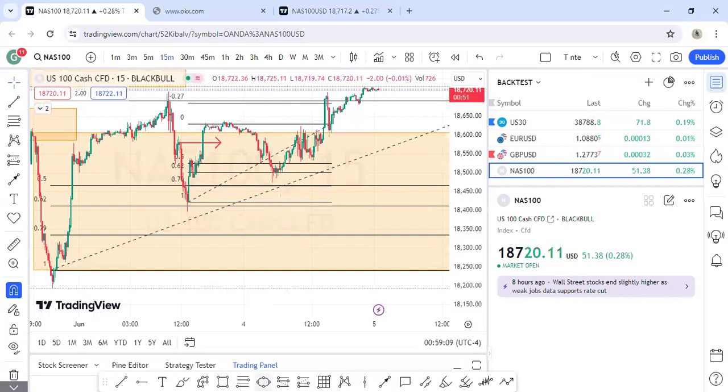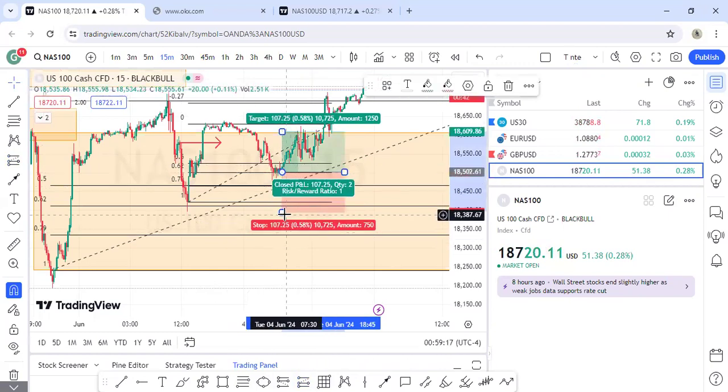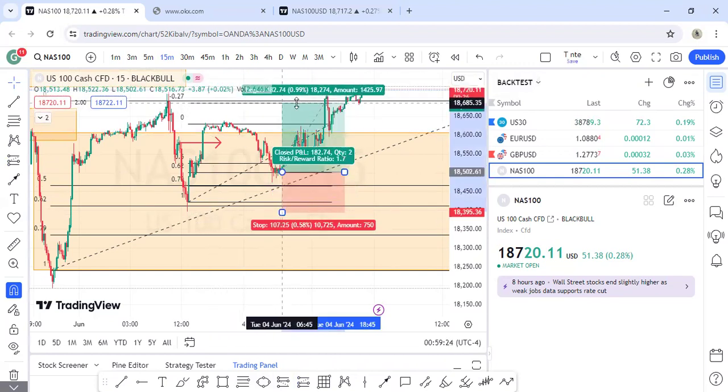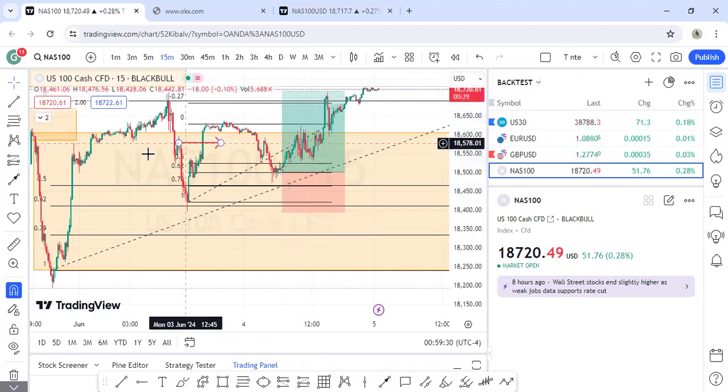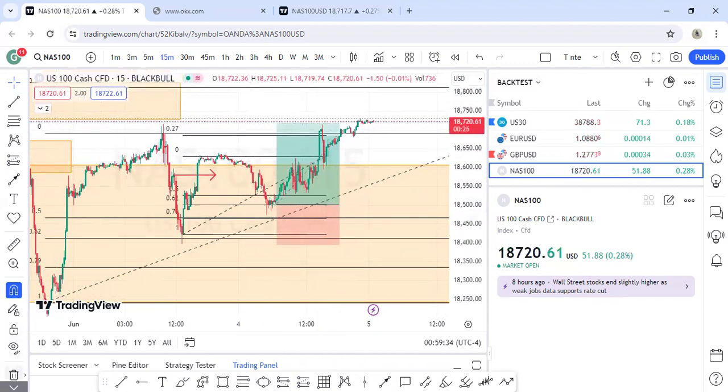Maybe we want to take our trade from here, so maybe I'll just use the 60% level. Entry somewhere around there, stops below the low, and then the first target should be 0 minus 0.27. You can see this was like 1:2. It actually hit 1:2 somewhere around there, targeting this previous high here. So that is all the fun stuff about this.